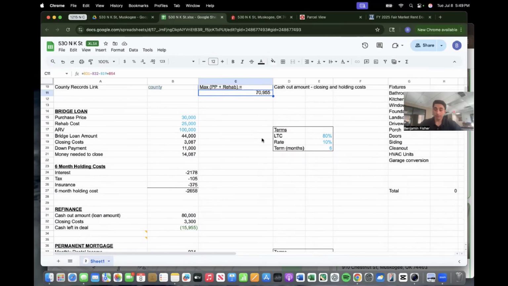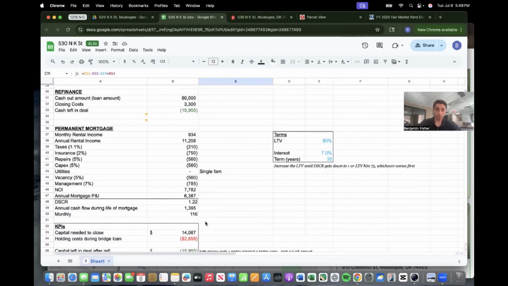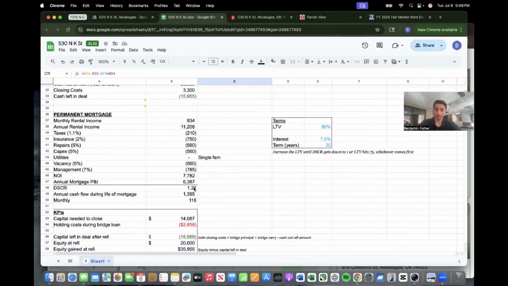So again, I was saying in the beginning that once you figure out how much you're going to be able to pull out of the deal and have it still cash flow, let's say the rent was only 700 bucks. This is negatively cash flowing now, so this deal doesn't work.